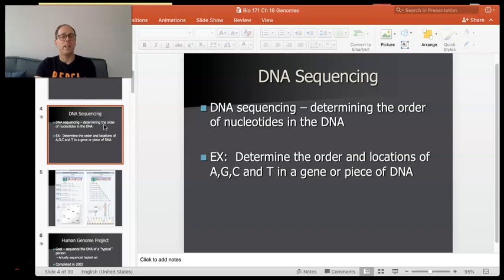So the idea here is you want to determine the order and location of all the adenines, guanines, cytosines, and thymines in a piece of DNA. Now, the technique to do this was developed in the 70s, it was refined in the 80s, and it's gone through a whole bunch of changes in the 90s and 2000s. But the basics of it is this.